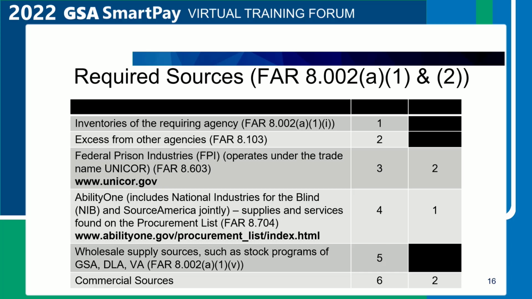If it's still not able to be found, then look to purchase from wholesale supply sources such as GSA, DLA, or Virginia stock programs. And lastly, you may purchase from a commercial source only after all of these considerations have been made to the previous sources. For services, similar steps are taken. There are a few exceptions, for example, utility services, printing services, and leasing vehicles.